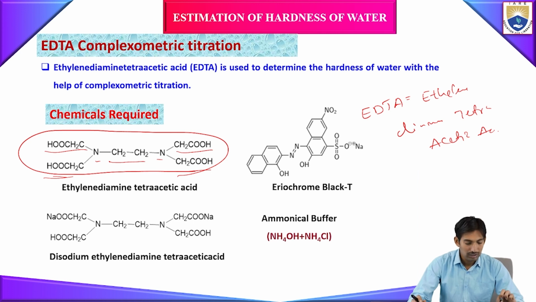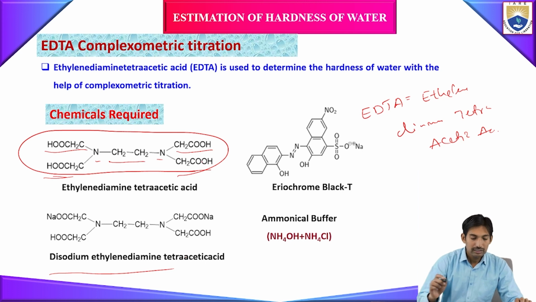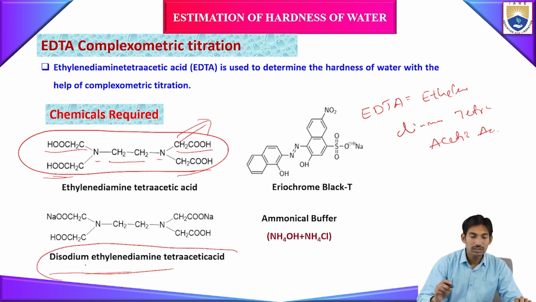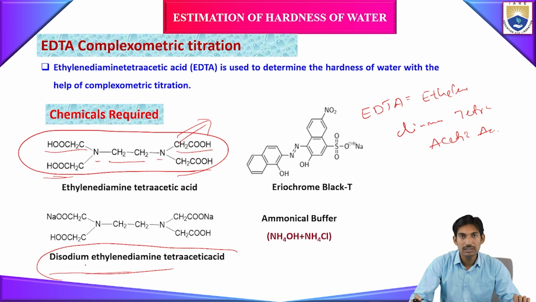But in this titration, we don't use the pure form of ethylene diamine tetraacetic acid. Instead, we use the disodium salt of ethylene diamine tetraacetic acid. Why? The pure form is not soluble in water, so we can't prepare the standard solution with it. For solubility reasons, we go for the disodium salt, which is very soluble in water, in the EDTA complexometric titration method.